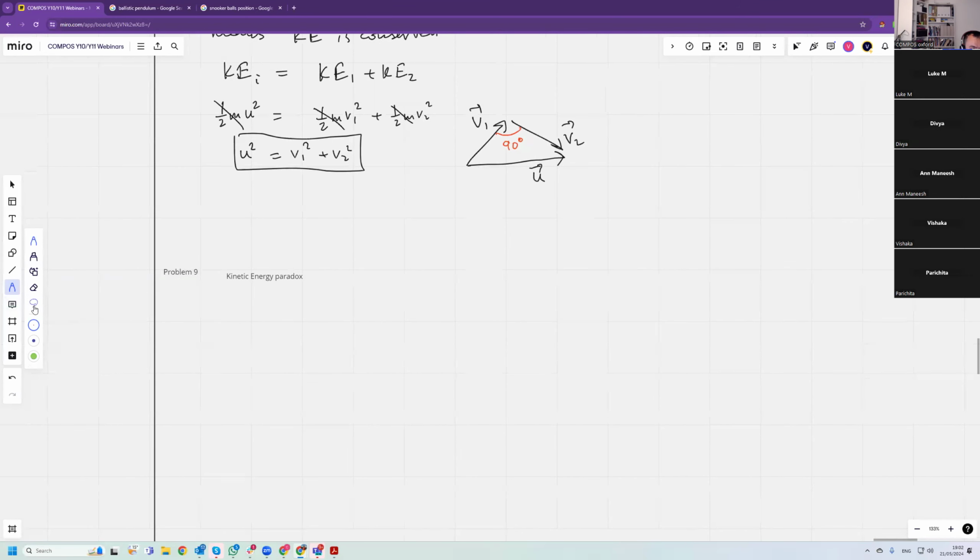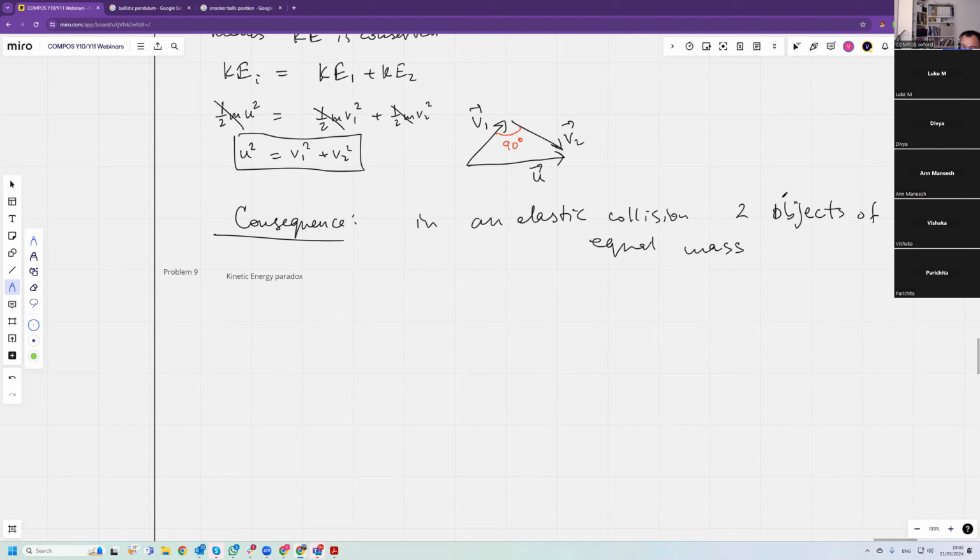So, consequence: in an elastic collision, two smooth objects of equal mass will travel at right angles.